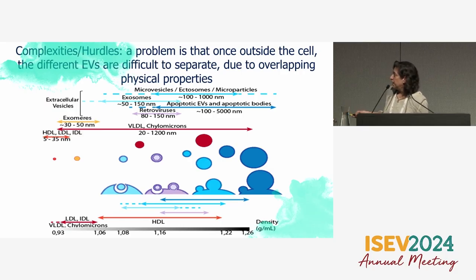And at the bottom is the density when you float or you pellet these EVs in a gradient. And again, the different types of EVs, their ranges of densities overlap. So you don't have a very precise definition of an EV subtype based on its size or its density.